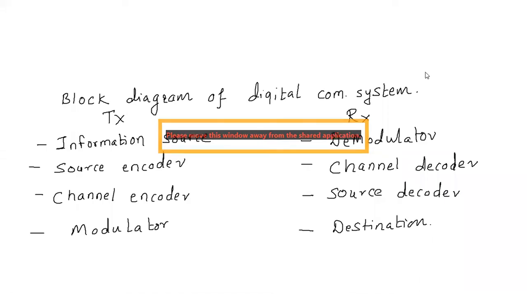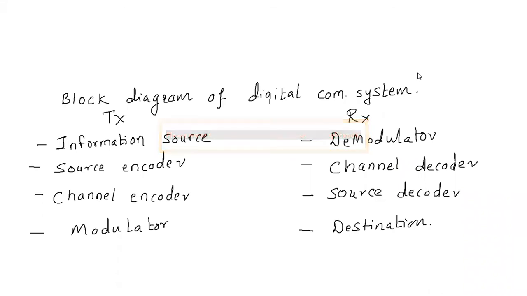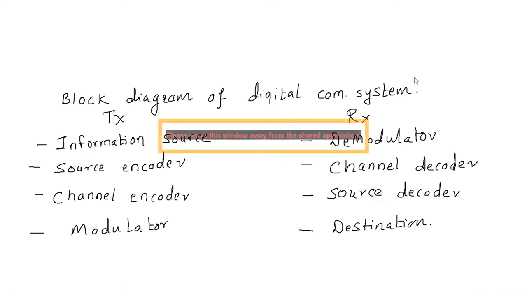So we start with the block diagram of digital communication system. You can see that I have highlighted all the components, or rather units, in the transmitter and the receiver that are present in the block diagram of digital communication system. Now the very first block in the transmitter is the information. Second is a source encoder, third is a channel encoder, and next is a modulator.